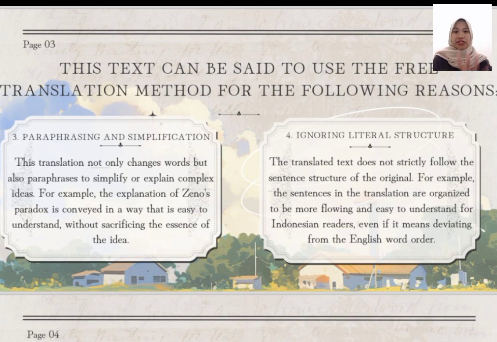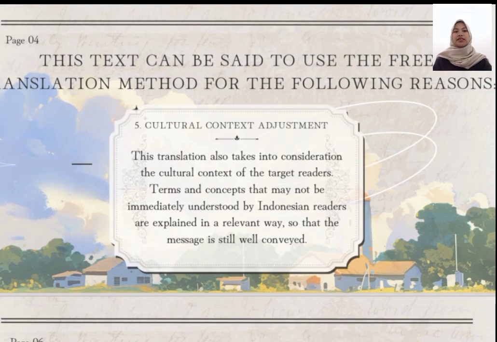And the fourth reason is ignoring literal structure. The translated text does not strictly follow the sentence structure of the original. For example, the sentences in the translation are organized to be smooth flowing and easy to understand for Indonesian readers, even if it means deviating from the English word order.